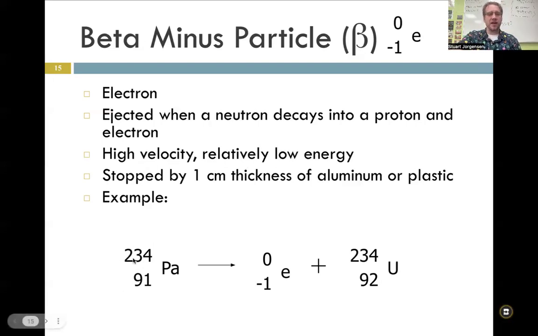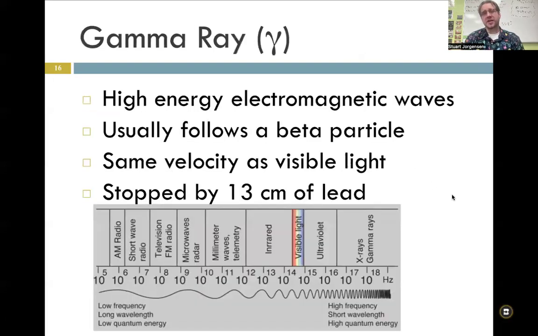Again, we got 234 on the left, a total of 234 on the right. We got 91 on the left and a total of 91 on the right. Those numbers got to add up to be the same. We've got to keep track of what's going on. Our last radiation particle is our gamma. These are the easiest to write because they don't change anything. They're just super high energy, usually coming out after a beta particle. So these are high energy electromagnetic waves, and they usually follow a beta particle.